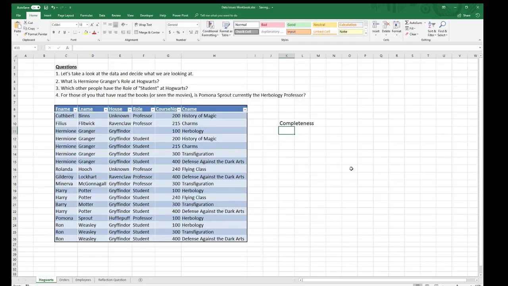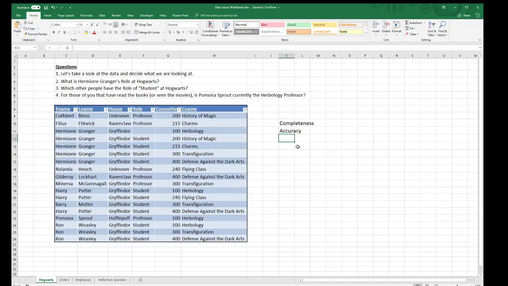Okay, our next question is, which other people have the role of student at Hogwarts? So if we scan the list, we can see student, student, student. We have Hermione Granger. We have Harry Potter. We also have a student called Barry Motter. So if you're familiar with the universe, this is probably not a real student. Sometimes you'll be familiar with the people working in your organization. You can tell that this is probably not accurate. So what we have here is an issue of data accuracy. So when something is not correct.